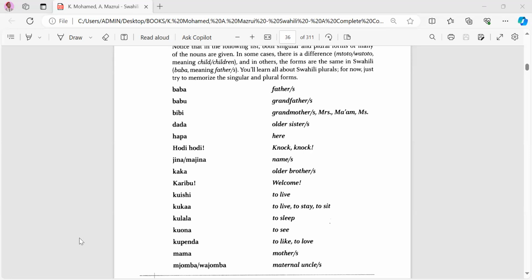Baba, father, fathers. Babu, grandfathers. Bibi, grandmother, grandmothers, Mrs., mom, Ms.